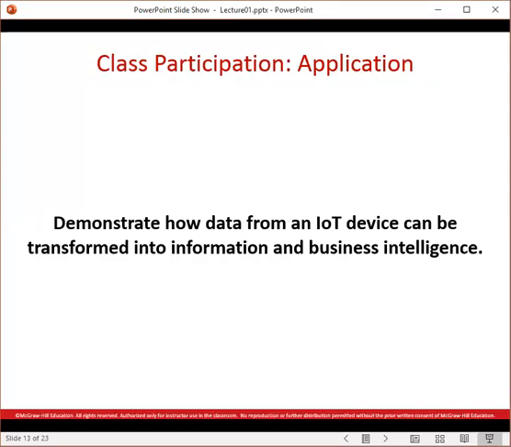So, demonstrate how data from an IoT device can be transformed into information and business intelligence. IoT devices provide science fiction-like quantities of data that'll be widely available everywhere. Data are raw facts that describe the characteristics of an event or object. Information is data converted into a meaningful or useful context. Business intelligence, or BI, is information collected from multiple sources such as suppliers, customers, competitors, partners, and industries, and it analyzes trends, patterns, and relationships in that information and feeds it into a strategic decision-making process.